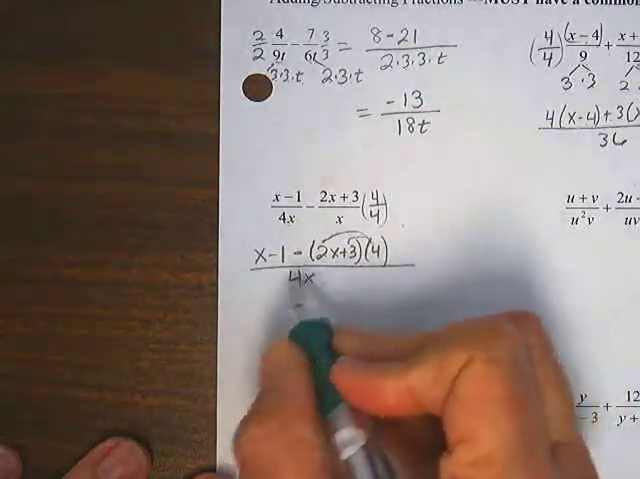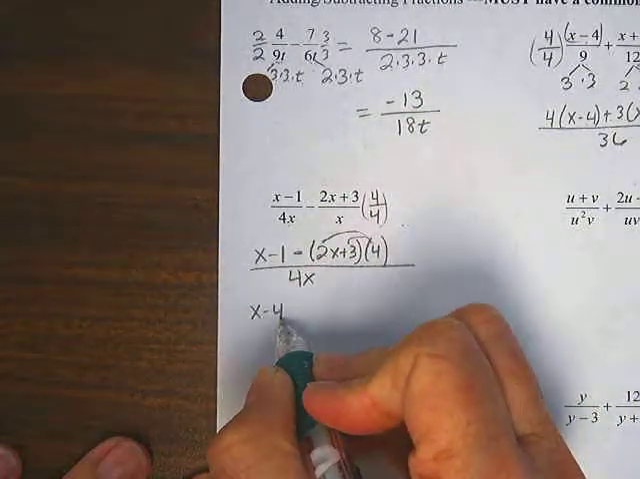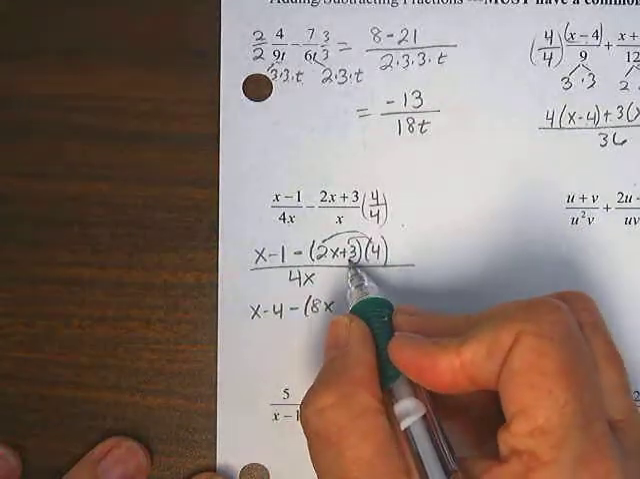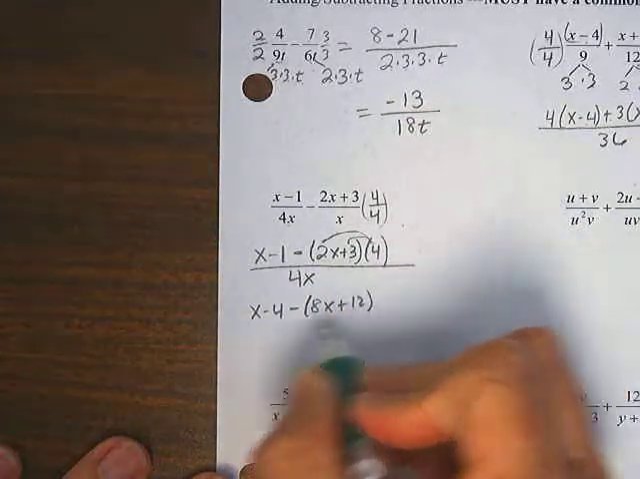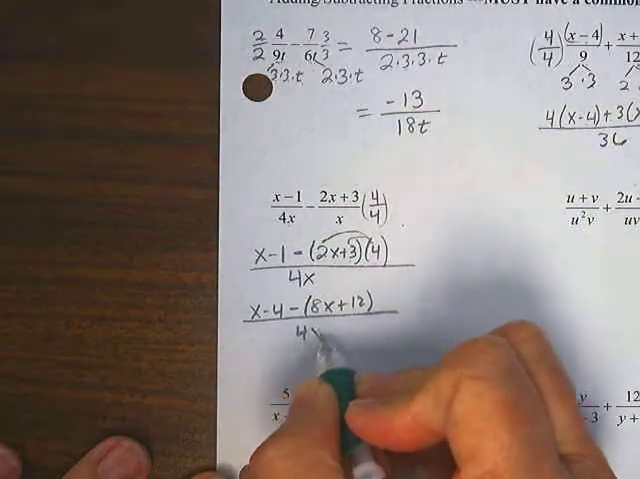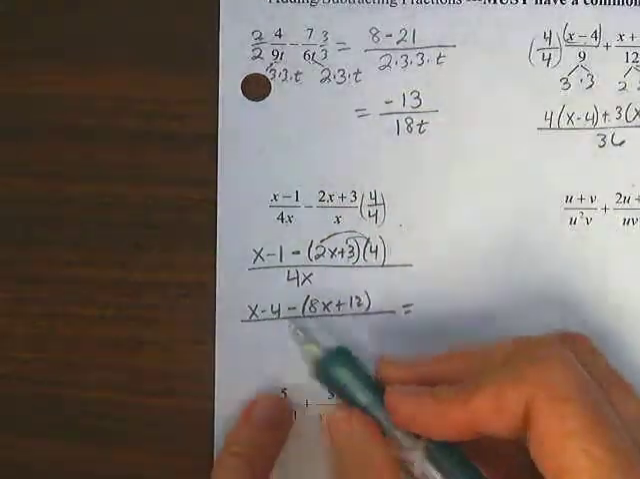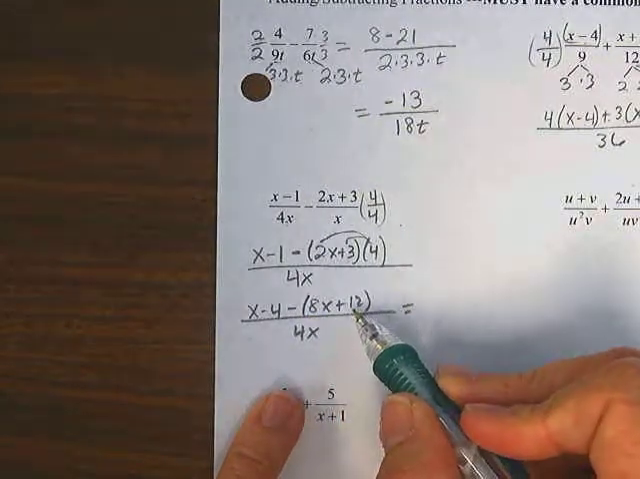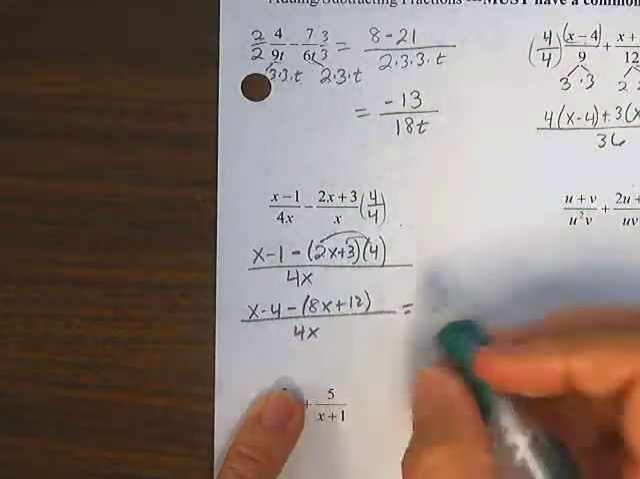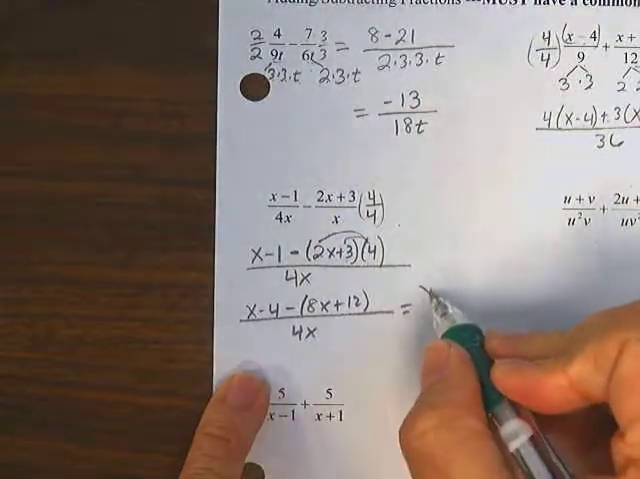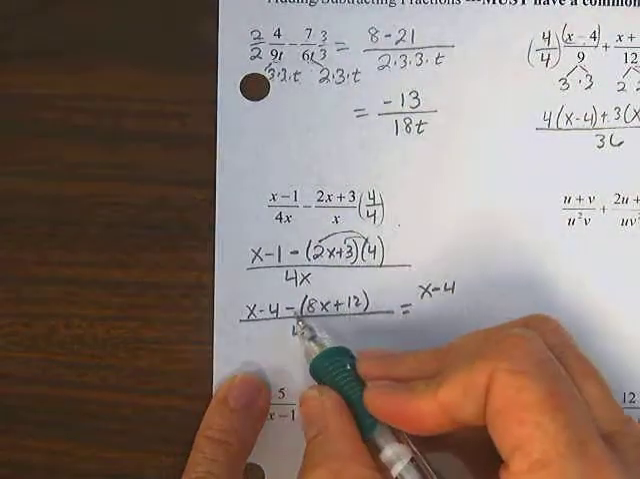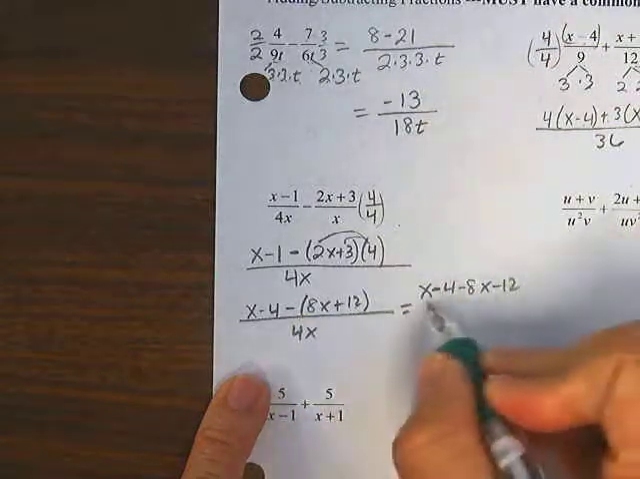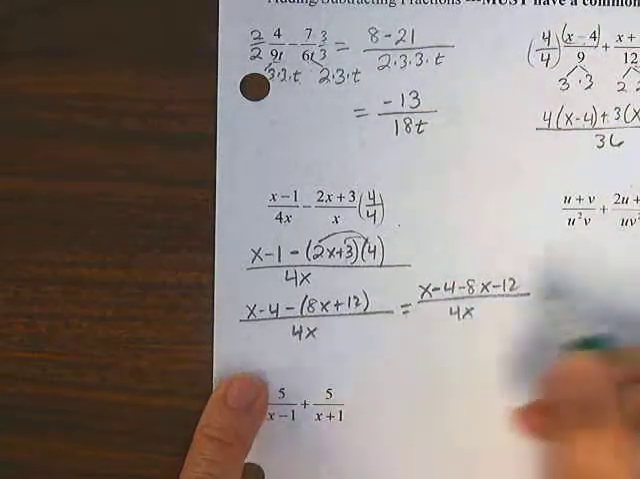So let's go ahead and do the first part. Distribute the 4. 4 times 2x is 8x. 4 times 3 is 12. This is still over 4x. Okay, we've got to distribute the minus sign. So everything inside this parenthesis needs to be subtracted. So distribute this and we get x minus 4 stays there, minus 8x, minus 12, all of that over 4x.